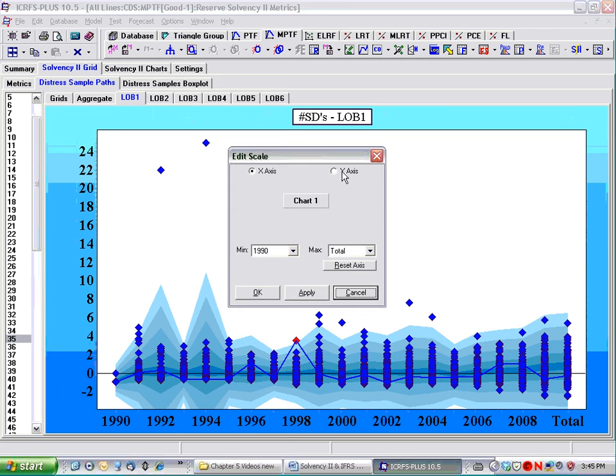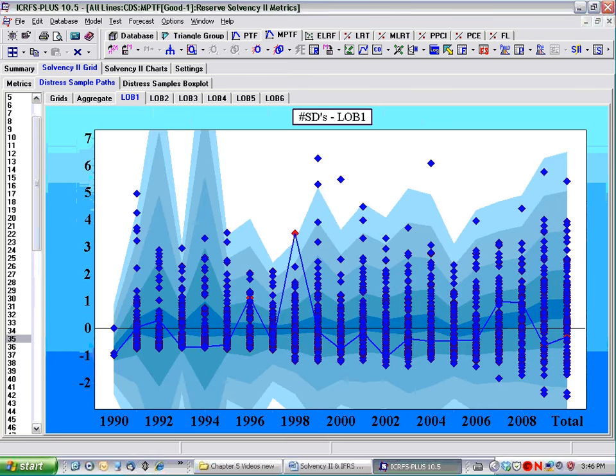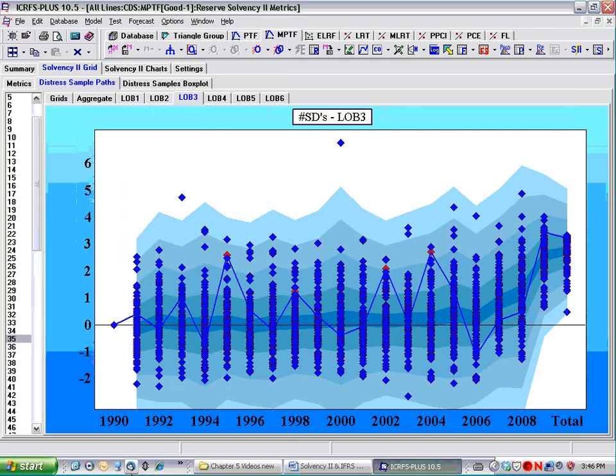And y-axis, let's change it to 6A, 7. Again, you could see there's not much distress going on. There's a bit of distress in 2009, but by and large, you saw very little distress from LRB1. I actually should go to LRB3, which is the largest line of business, and you can see that most of the distress is coming from that line.